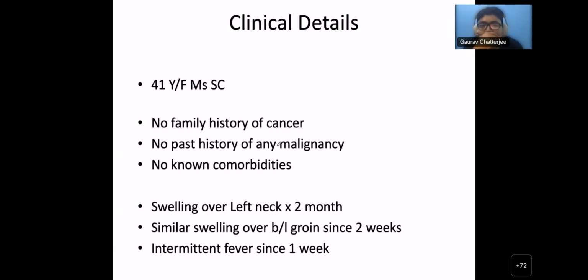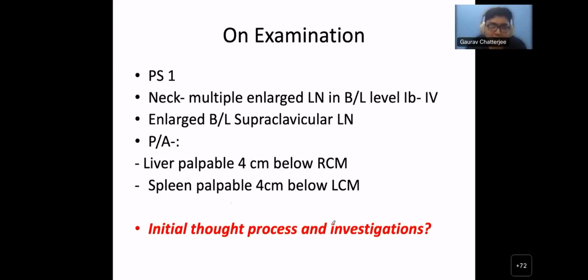Yes, sir. A 41-year-old female, no family history of cancer, no past history of any malignancy, no known comorbidities. She had swelling over left neck for 2 months, similar swelling over bilateral groin since 2 weeks, and intermittent fever since 1 week. Okay. So again, some lymphadenopathy and fever, it seems, right? What about the examination finding?